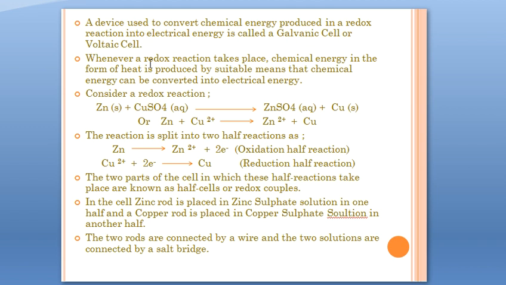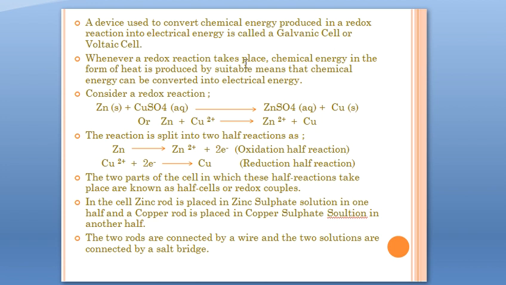We have previously done electrolytic cells. In electrolytic cells, redox reactions are not spontaneous. We give them electrical energy, then only the reaction starts. So in that case, electrical energy is used to carry out the chemical reaction. What is a galvanic cell? In this cell, the redox reaction is spontaneous. So because of that spontaneous reaction, the chemical energy that is generated is converted into electrical energy.